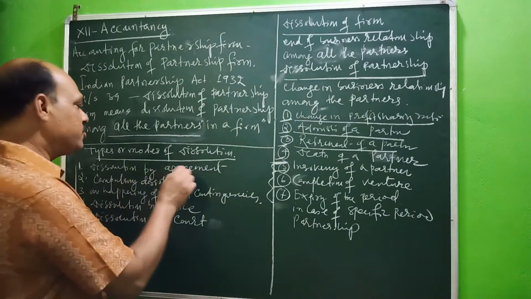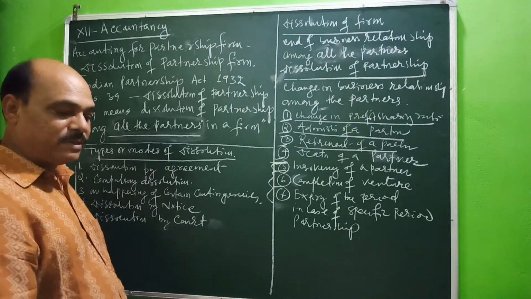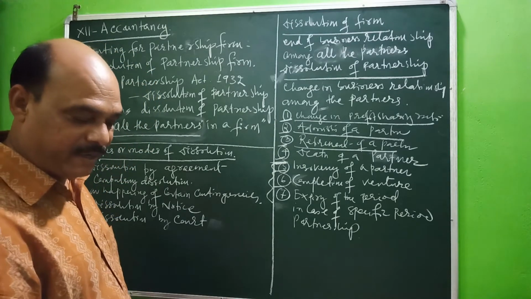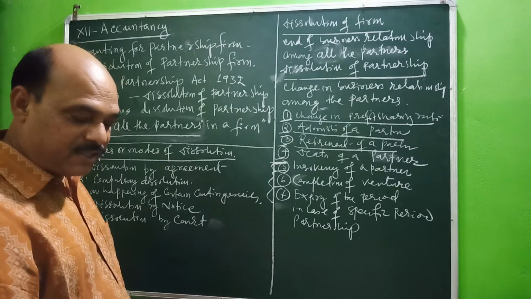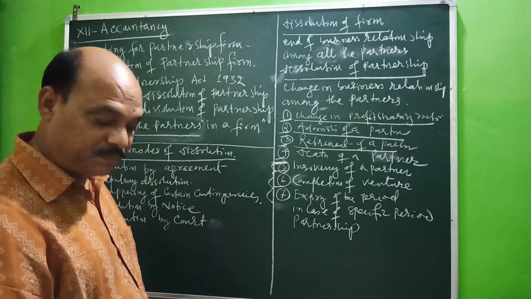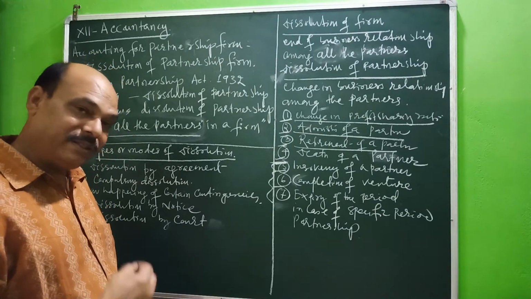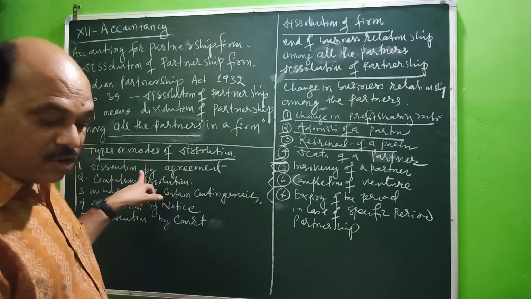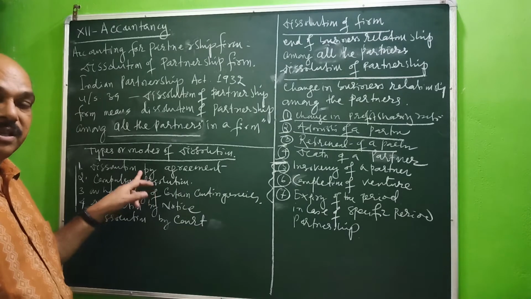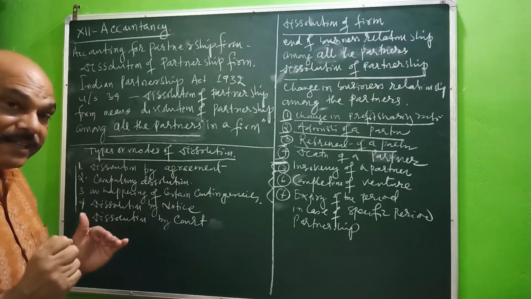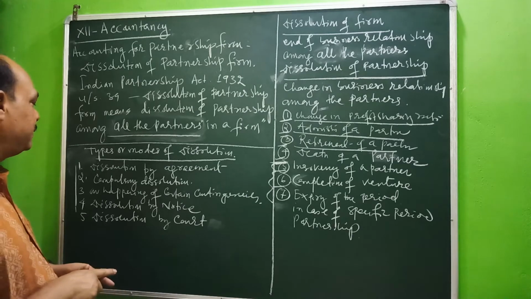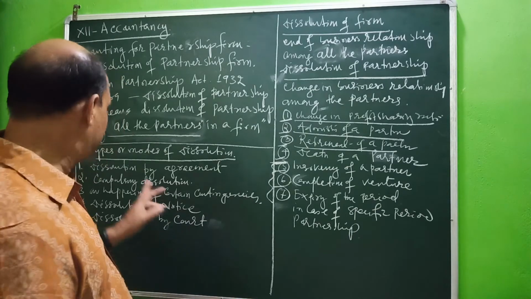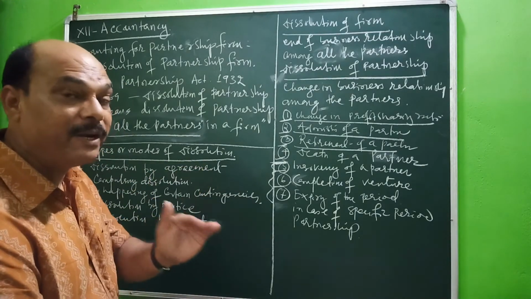So, dissolution by agreement. Under that, a firm is dissolved with the consent of all the partners. If all the partners decide that the firm should be dissolved, then it should be dissolved. Then, in accordance with the contract between the partners, if they have any contract regarding that, it will also be applicable at the time of dissolution of the partnership firm. That is the first one, dissolution by agreement among the partners.